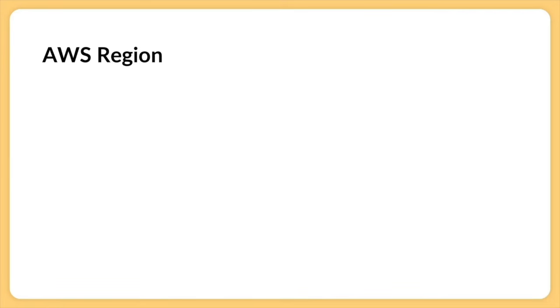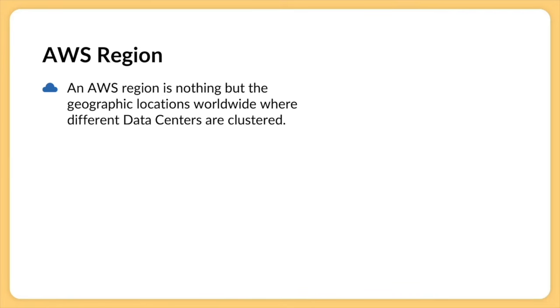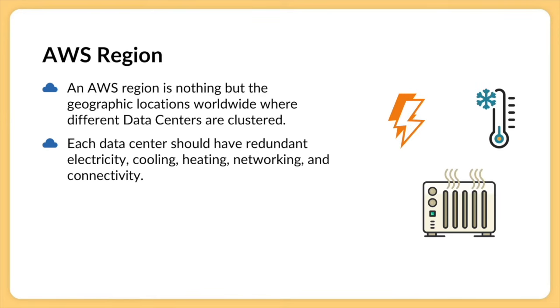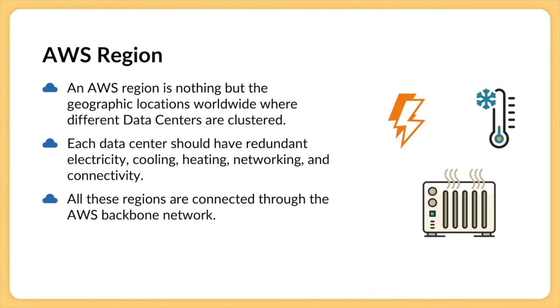An AWS region is nothing but the geographic locations worldwide where different data centers are clustered. That means AWS maintains multiple data centers in one place. According to AWS standards, there must be at least two data centers in one region, and each data center should have redundant electricity, cooling, heating, networking, and connectivity. Once again, all these regions are connected through the AWS backbone network, which is basically a very high speed network.